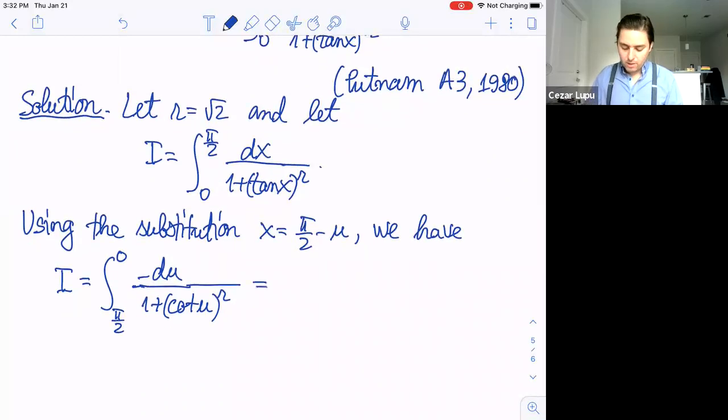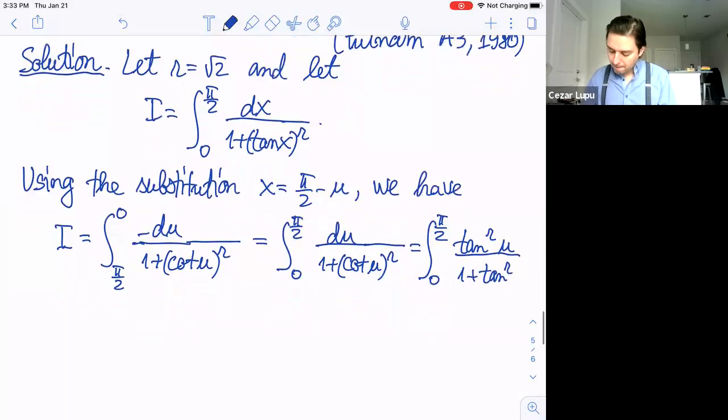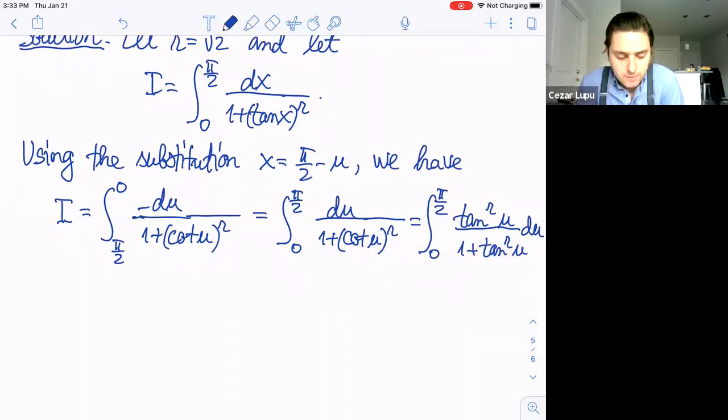With this negative sign, this is nothing else than the integral from 0 to pi over 2 of du over 1 plus cotangent of u to the power r. And if we write cotangent as 1 over tangent, this is the integral from 0 to pi over 2 of tangent to the power r of u over 1 plus tangent of u, to the power r, du. All right, so we got all the way up to this point.